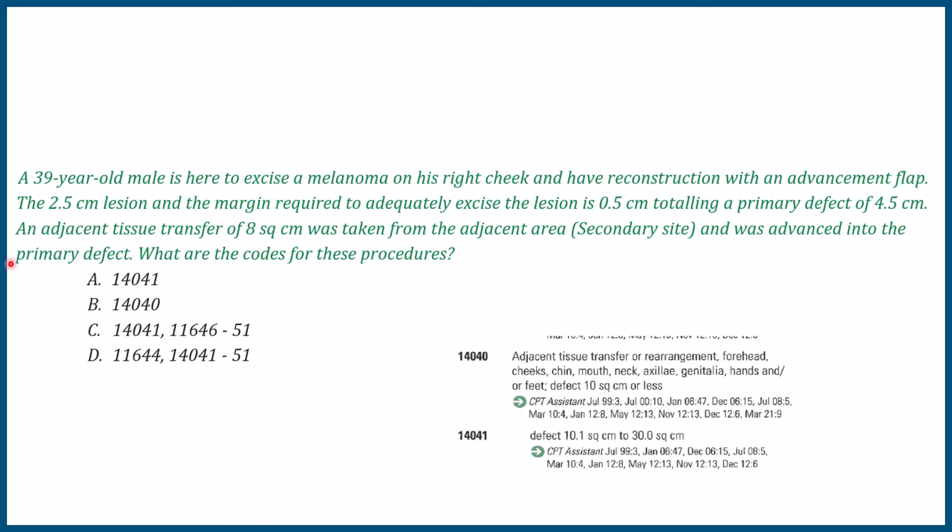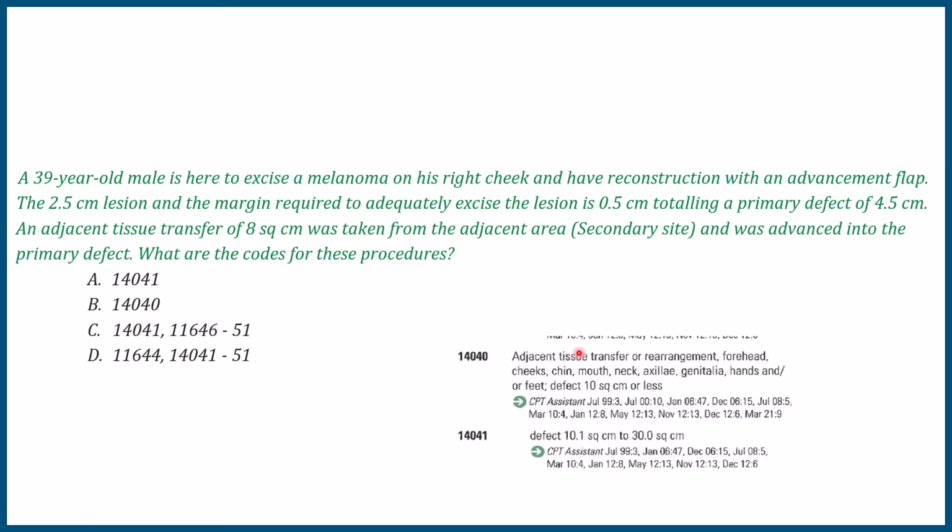So let us take one more example. A 39-year-old male is here to excise a melanoma on his right cheek and have reconstruction with an advancement flap. The 2.5 centimeter lesion and the margins required to adequately excise the lesion is 0.5 centimeter, totaling a primary defect of 4.5 centimeter. An adjacent tissue transfer of 8 square centimeter was taken from the adjacent area and was advanced into the primary defect. What are the code for this procedure?